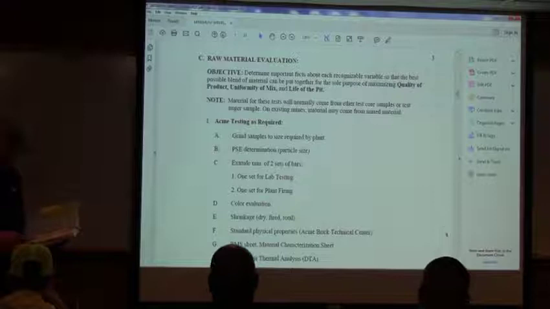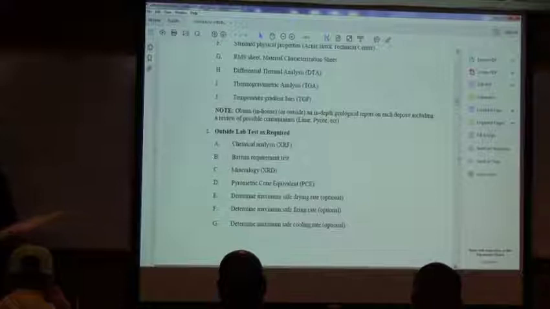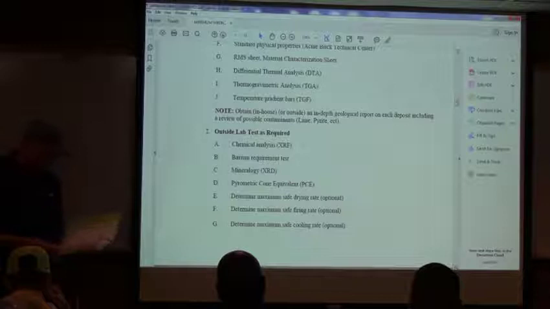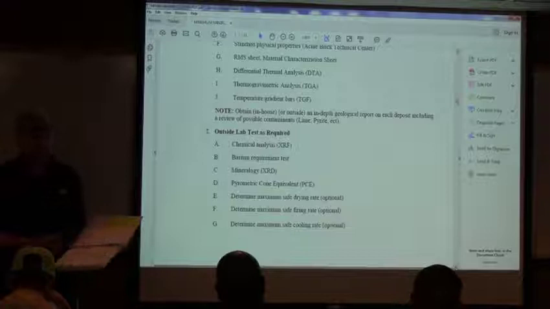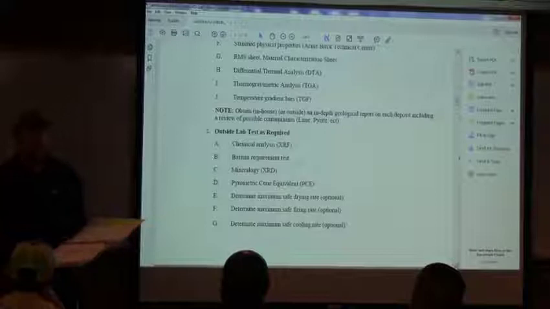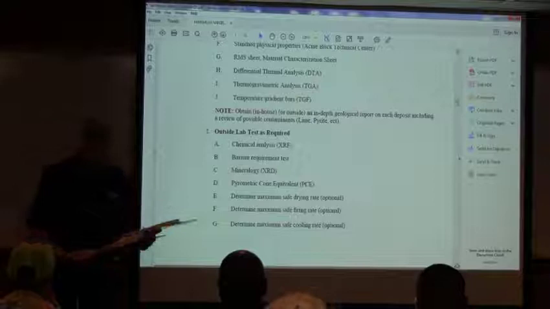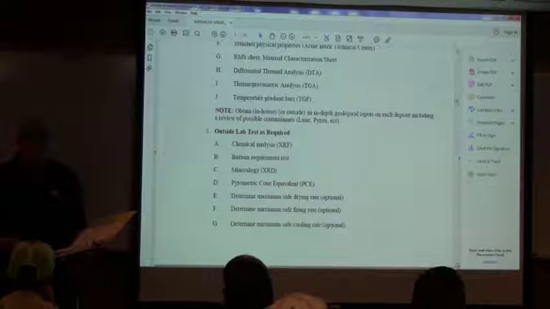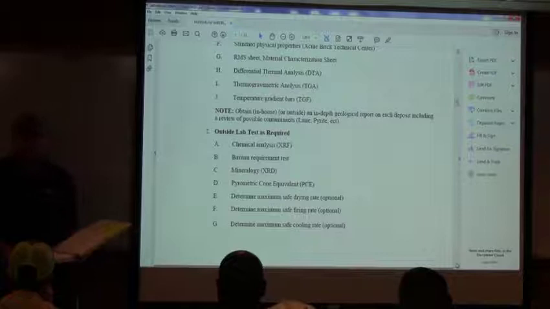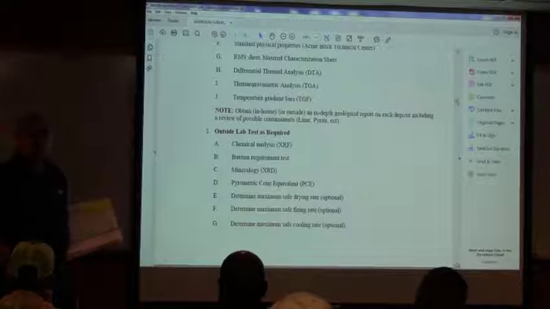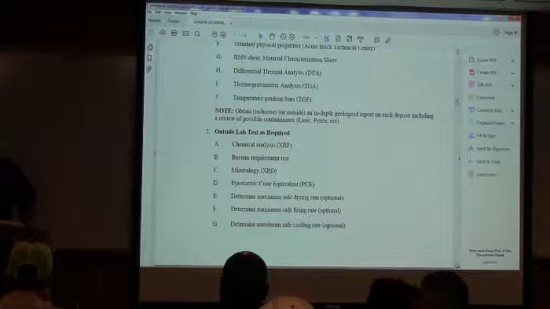Obtain in-house or outside an in-depth geological report on each deposit, including a review of possible contaminants such as lime, pyrite, etc. Again, the XRF machine is really going to help us with this because we're not talking about just identifying iron. How many minerals can we identify with this thing? Anything above what, Matt? I don't remember the number. The high metals on the periodic chart it won't do, but pretty much anything below that. It won't do carbon, number 6, single digit. The only one we wish it could do is carbon, which it can't. But everything we make brick out of, pretty much. All except for the trace elements and metals, which don't really have any effect on the final product anyway.